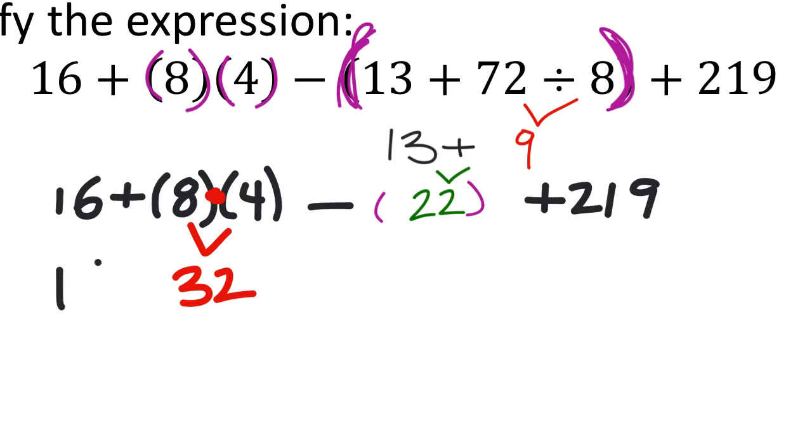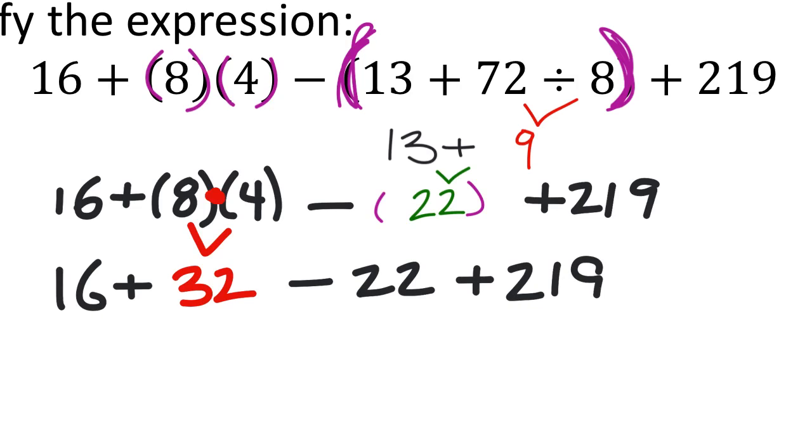Let's write the rest of the problem. 16 plus 32 minus the 22. I'm not going to use the parentheses now, because I don't really need it with the 22. And this is our new expression. We got addition and subtraction now from left to right, because I don't see any more multiplication or division. And we'll start with the 16 plus 32, which would be 48.